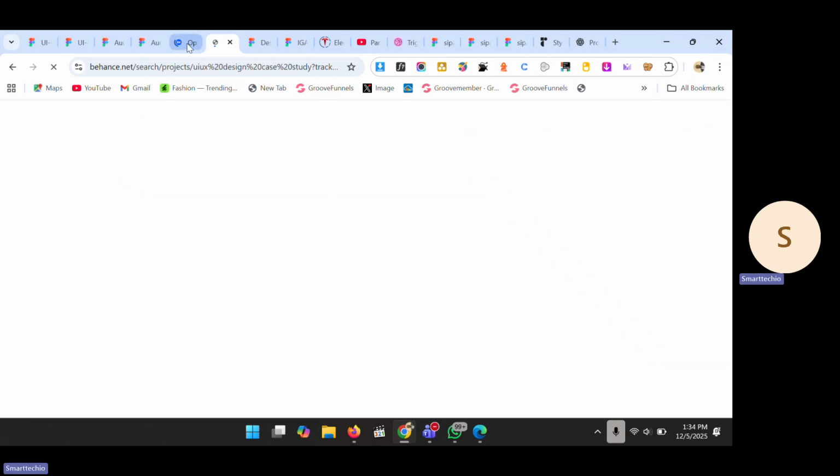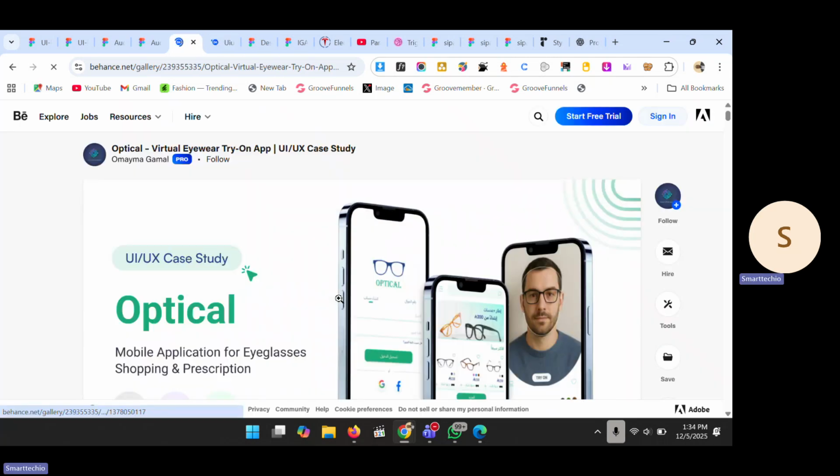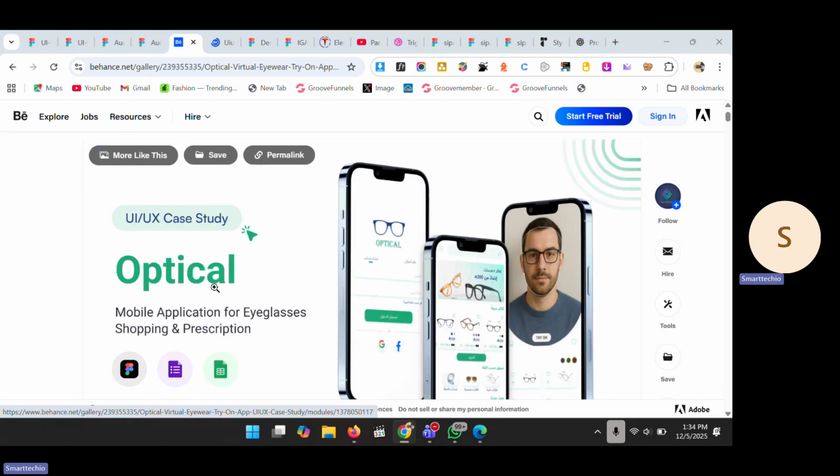This is one of the problems that was solved. So okay, let's use this case study. This is a case study of Optical, a mobile application for eyeglasses shopping and prescription. So this is telling you the app name is Optical. What is Optical? It is a mobile app for eyeglasses shopping and prescription.